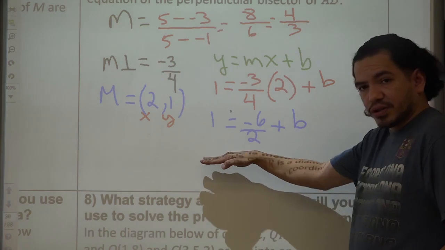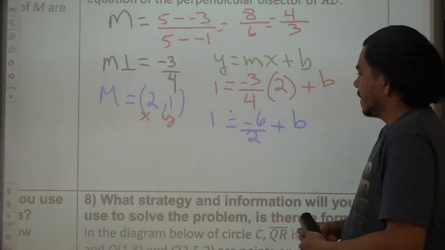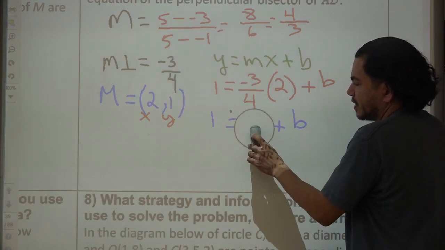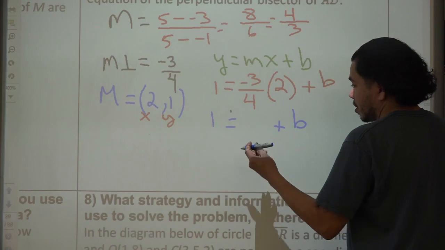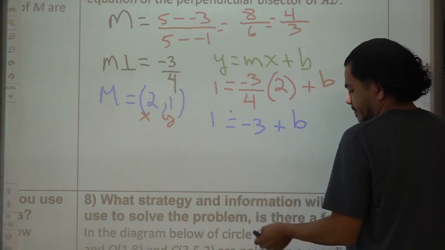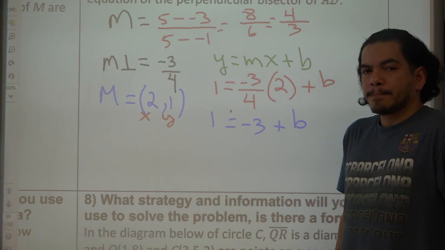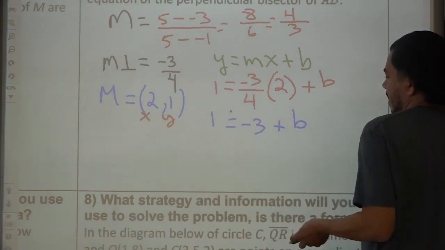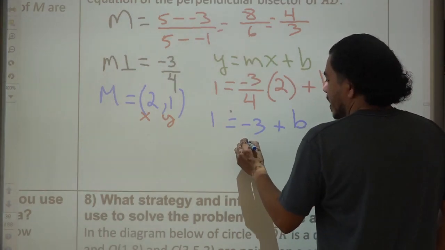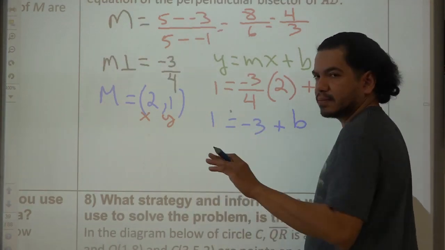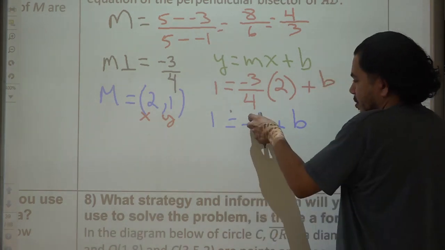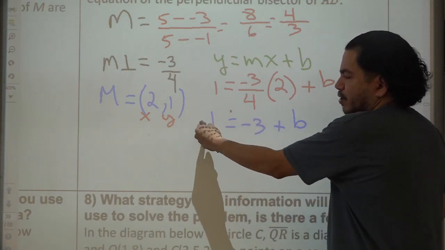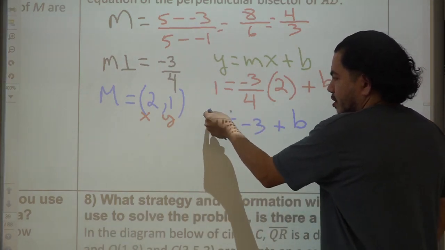Now, I have negative 6 divided by 2. If you have more space, you continue over here. I could have left it like this, but I know that 6 divided by 2 is 3. So, negative 6 divided by 2, sorry, is negative 3. Now, take this and solve for b. Negative 3 plus what is 1? Hello, 4. So, you add 3 to both sides. But me, I'm just going to take this negative 3 and put it on the other side, positive. So 3 plus 1 is 4.